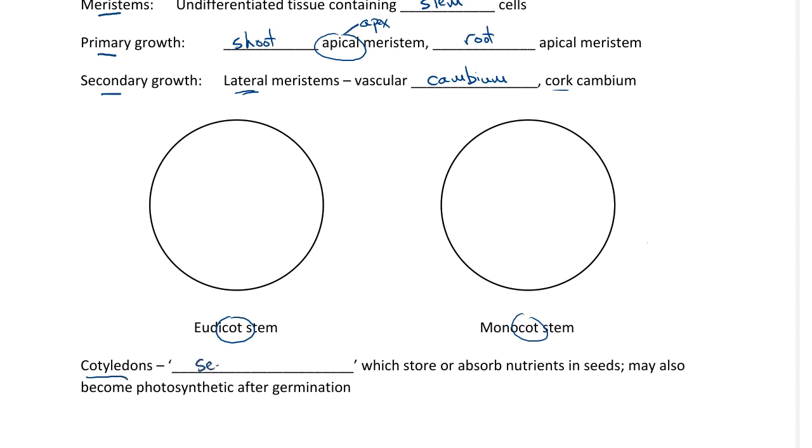Cotyledons are seed leaves, or leaves that are present in the seed before germination, whose job is to store or absorb nutrients in the seeds, depending on the kind of seed it is. And they can also become photosynthetic after germination as well, like other leaves.